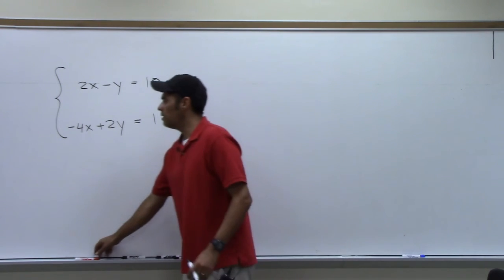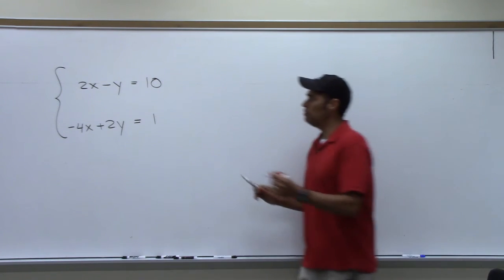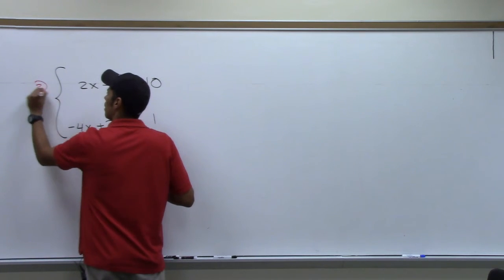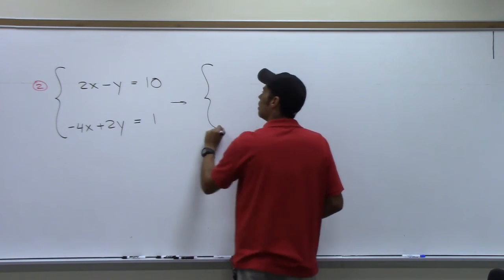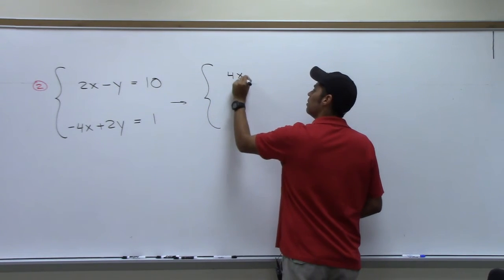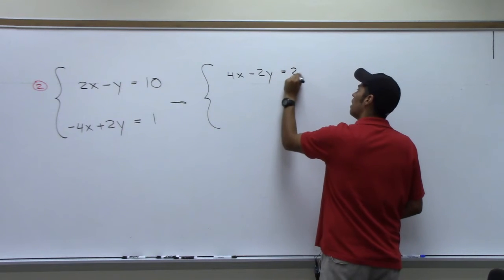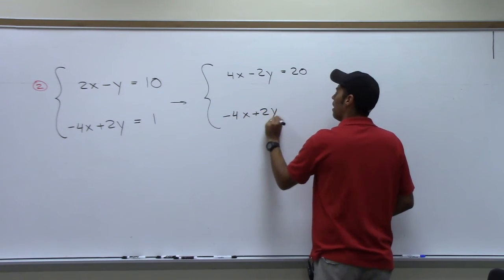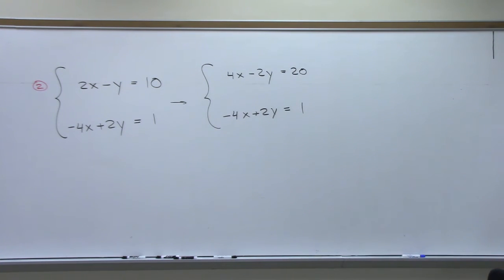You'd multiply, you can do method 2? Multiply the top one by 2? That'll make these two cancel, won't it? And when you rewrite the system, you get 4x minus 2y equals 20. And then on this bottom one, negative 4x plus 2y equals 1. And when you add down, something happens, right?